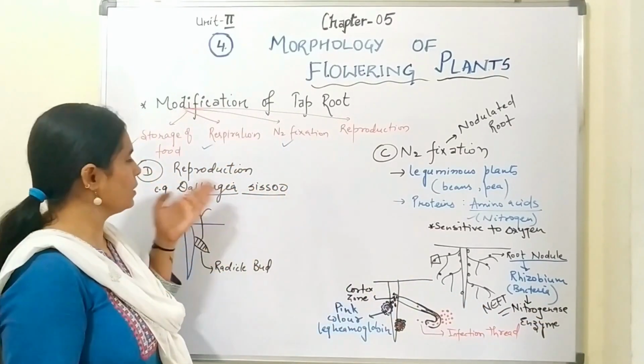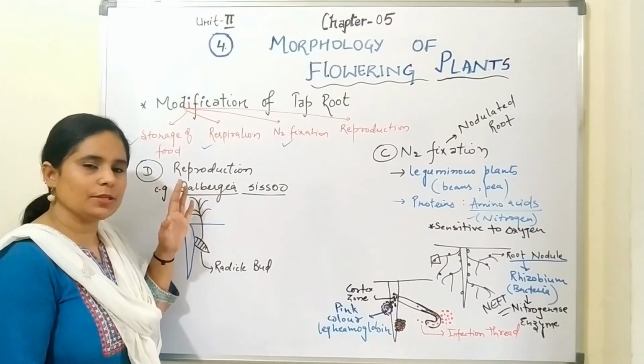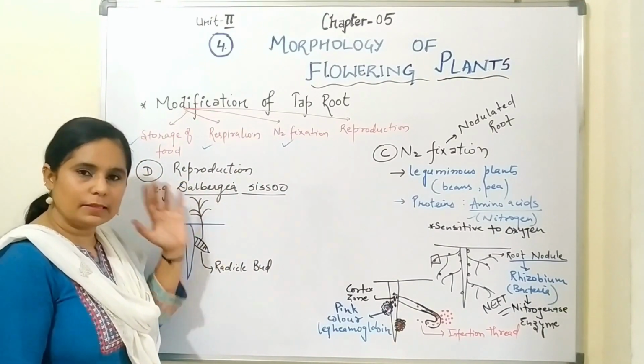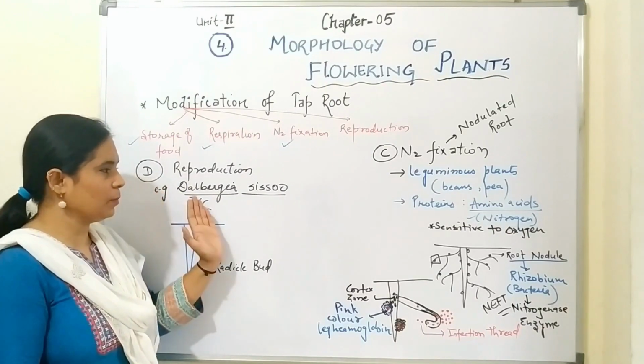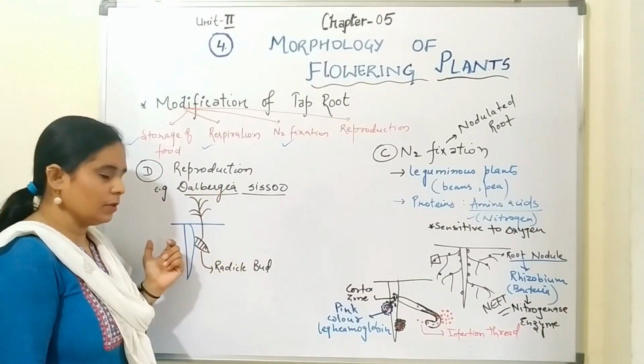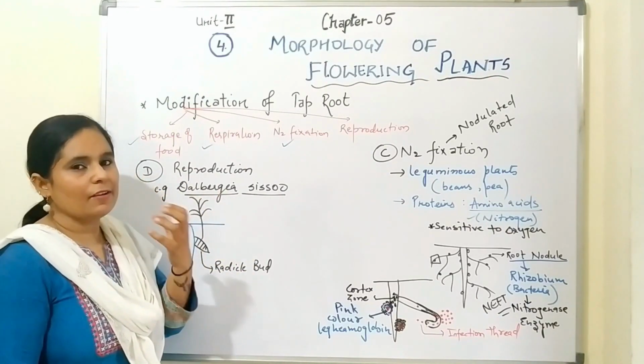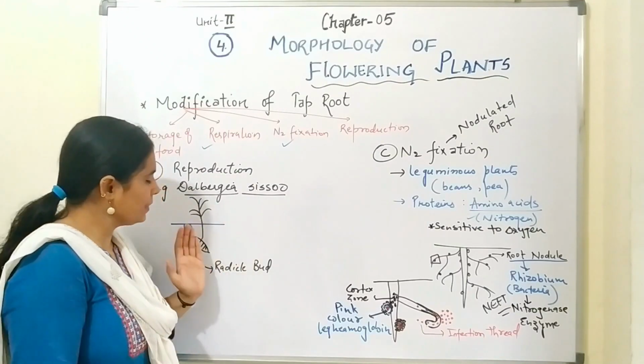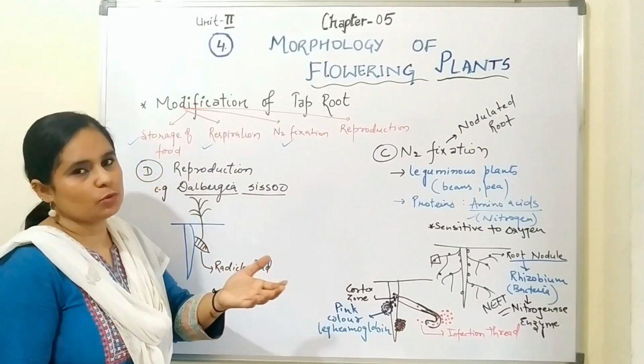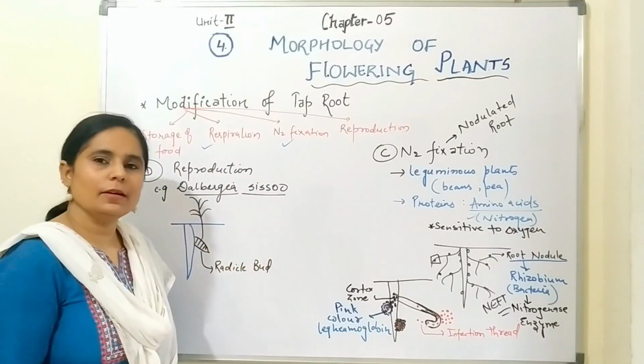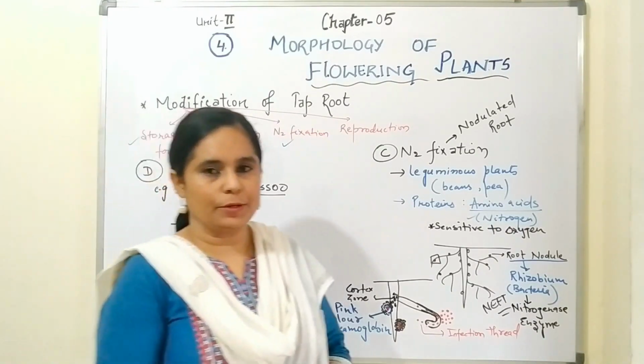And the last one is for the purpose of reproduction. You will see this kind of roots in case of Dalbergia sissoo. Here the primary root will give rise to a small radical bud, and that bud will give rise to the new plant. So these are the root modifications of taproot.